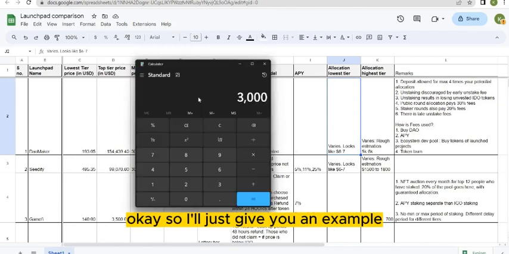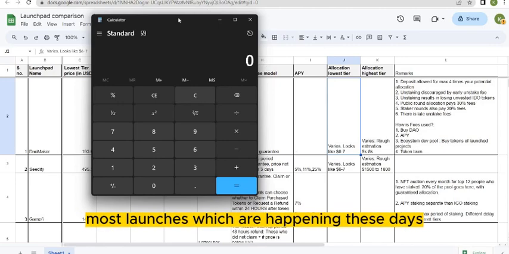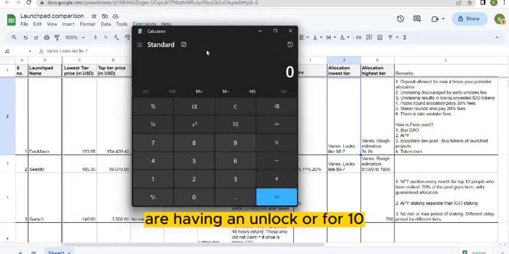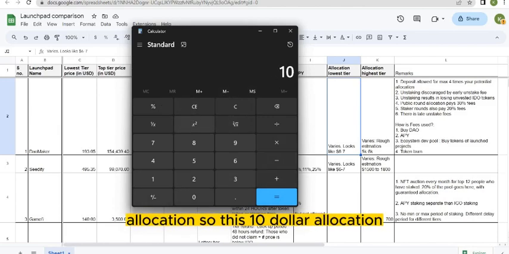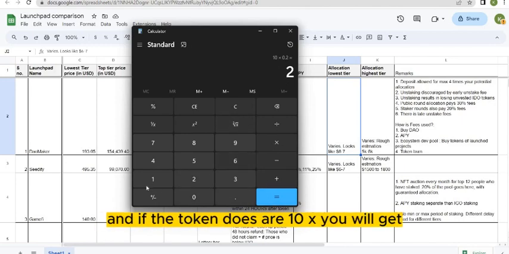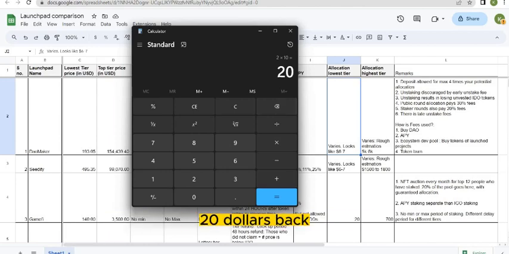Okay, so I'll just give you an example. Most launches which are happening these days have an unlock of 10, 15 or 20% at most. So say for example, you invested $200, but you got a $10 allocation. If there is in fact a 20% unlock, you'll get a $2 unlock, and if the token does a 10x, you'll get $20 back.